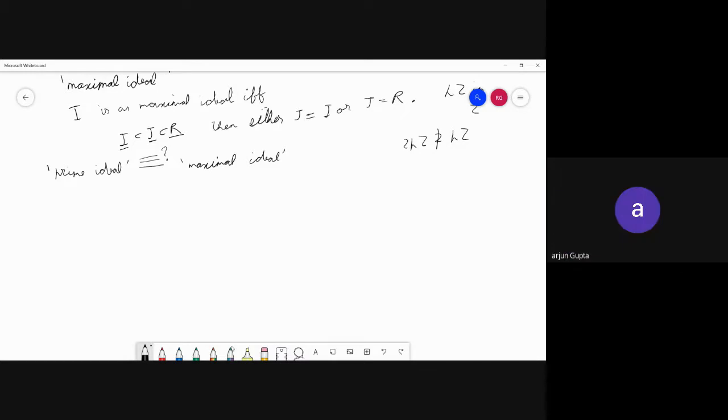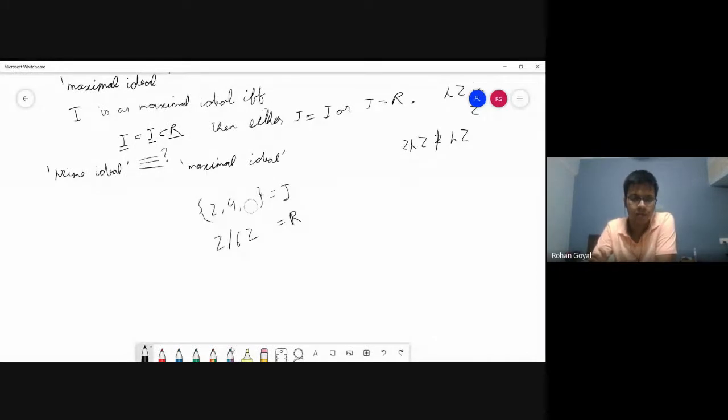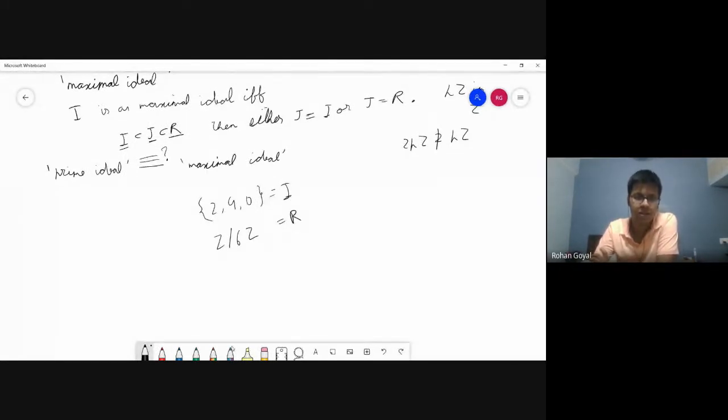What was the example mentioned? He said, consider 2, 4, 6 as your I and your ring as Z by 6Z. He said this is a maximal ideal, but this is not prime, which is actually not correct. It is a prime ideal as well.